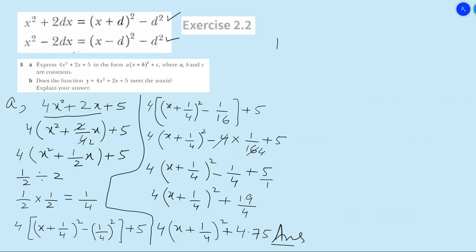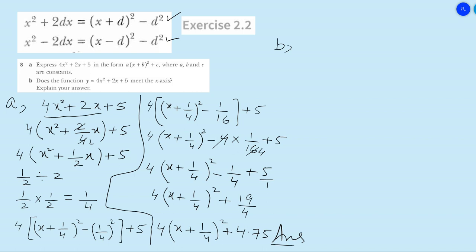Okay, come to part B. See carefully, read carefully part B. Does the function y is equal to 4x square plus 2x plus 5 meet the x-axis? Explain your answer. It means if you draw the graph of this function, and you know the graph of a quadratic function is always a parabola, so if we draw the graph of the given function, can the graph meet the x-axis or cut the x-axis?